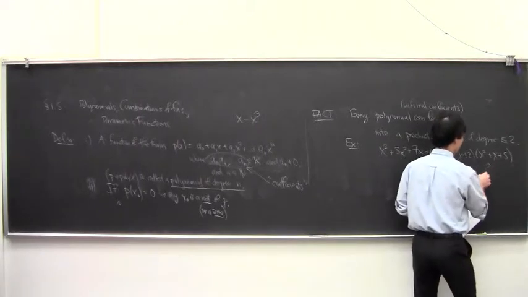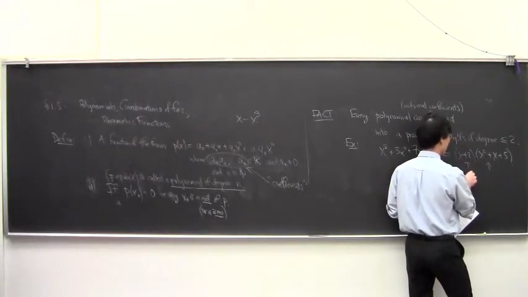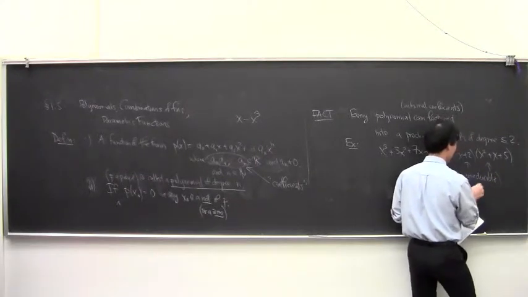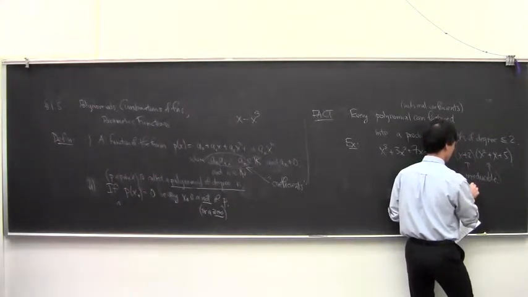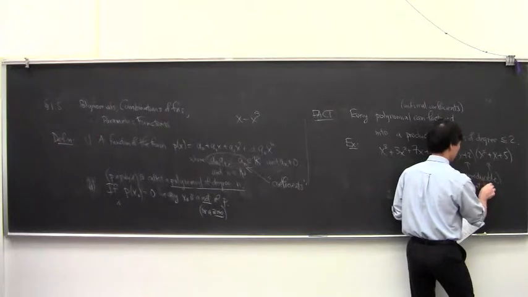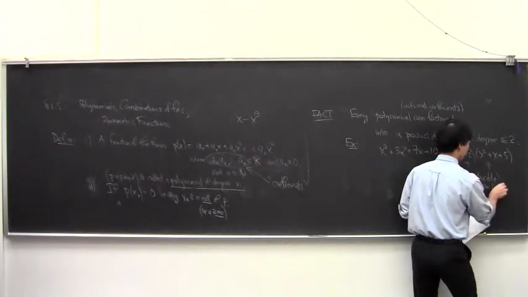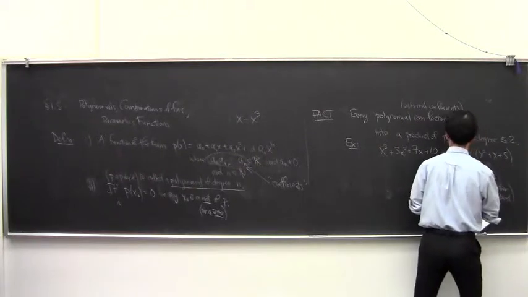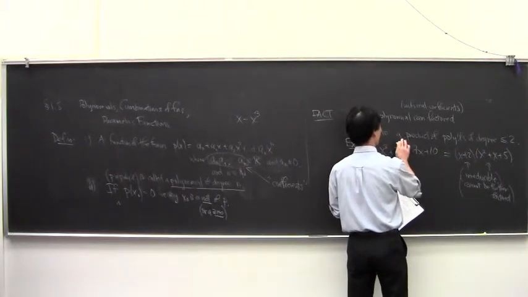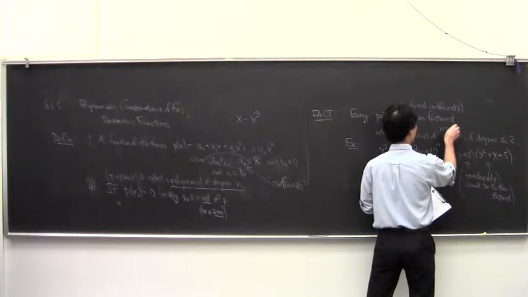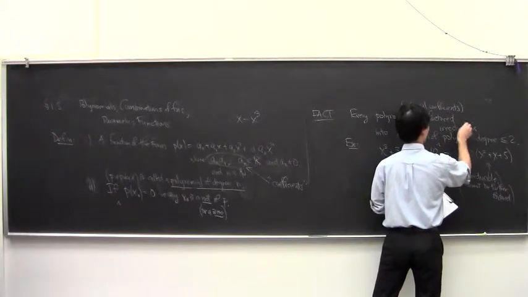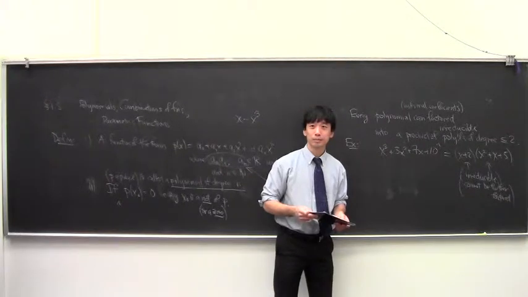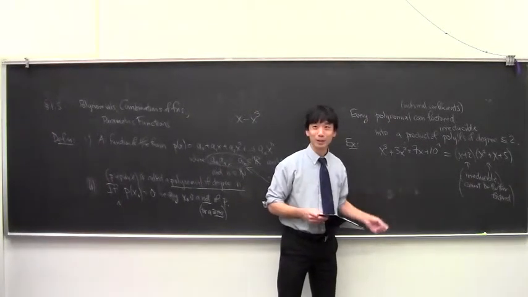So these are called irreducible, meaning that they cannot be further factored. So I really should say a product of irreducible polynomials. Yes, Stefan? Can you show how you factored it?